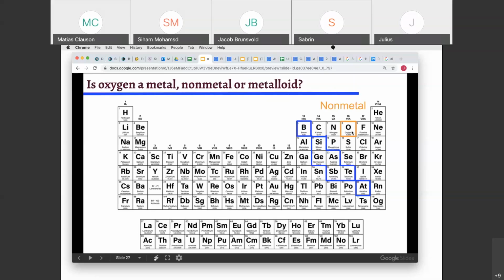So, just to review real quick, barium is a metal because it's to the left of the blue group. Silicon is a metalloid because it's in the blue group. Oxygen is a nonmetal because it's to the right of the blue group. Does anybody have any questions?